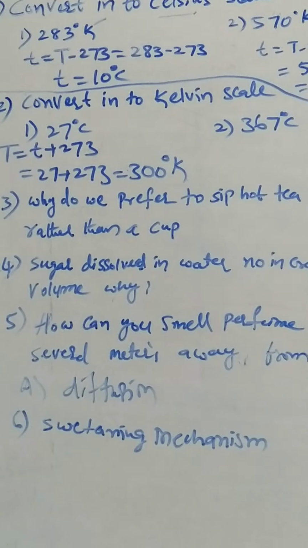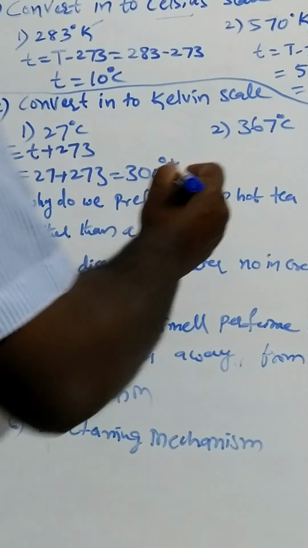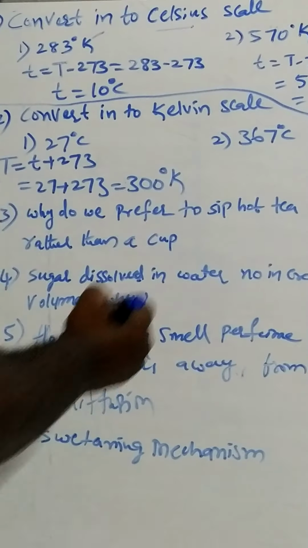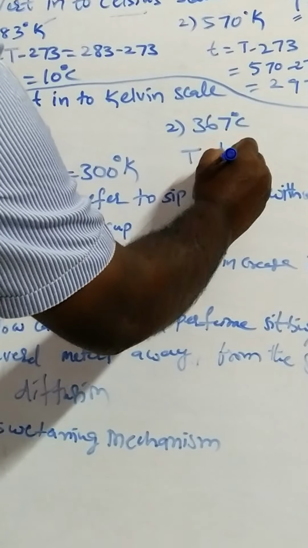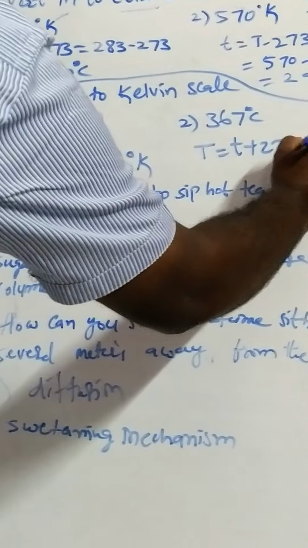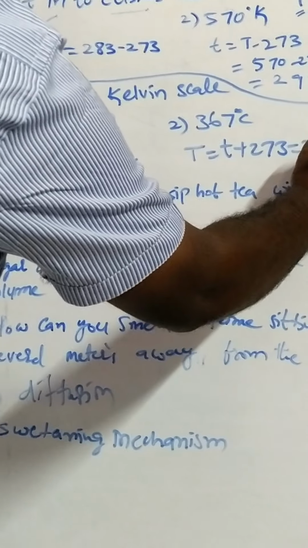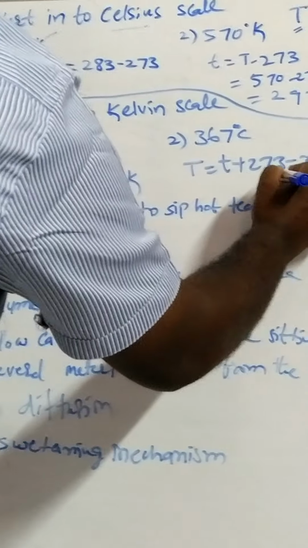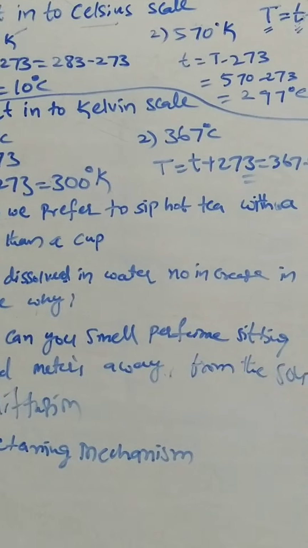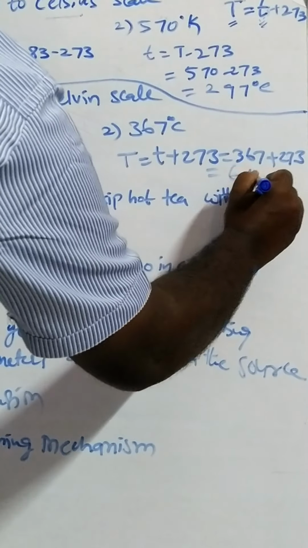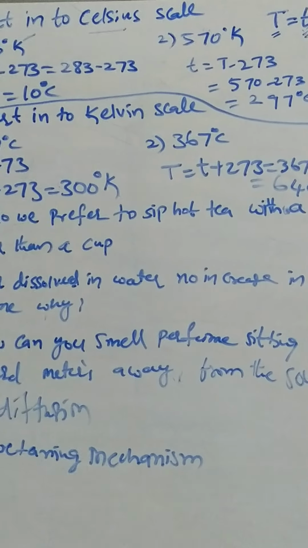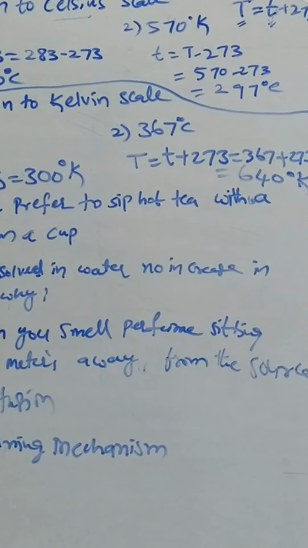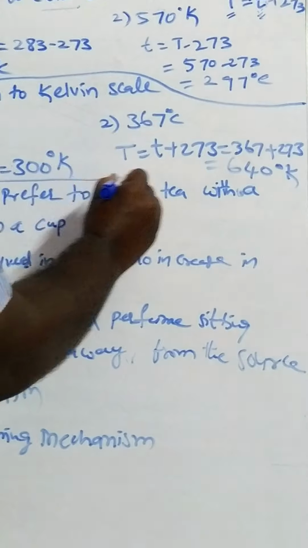K is nothing but Kelvin. Similarly, another question, 367 degrees centigrade. Convert into Kelvin scale. Capital T equals small t plus 273. So 367 plus 273, adding, you will get 640 degrees Kelvin. So this is the relation between Celsius and Kelvin scale of temperature.